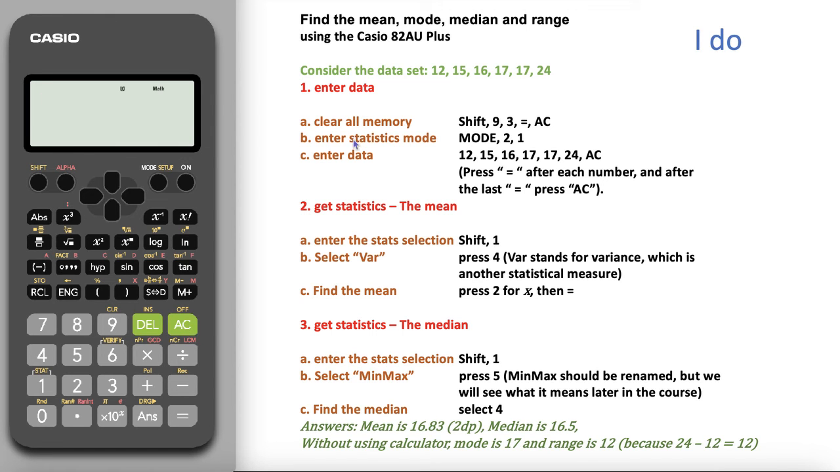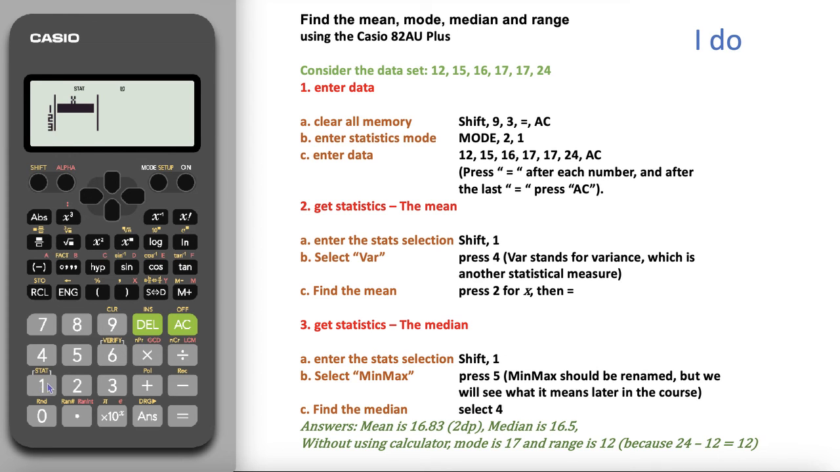Step 1B, enter statistics mode. Well, that's easy enough. We press the mode key, oddly enough. There's a little label above this button here. It says mode. We press that, and we want option 2 for statistics. Now it's asking us what sort of statistics we are dealing with. And when we're dealing with strings of numbers, we are dealing with one variable statistics. So we're going to select 1. And a spreadsheet opens up. We're now ready to enter our data.